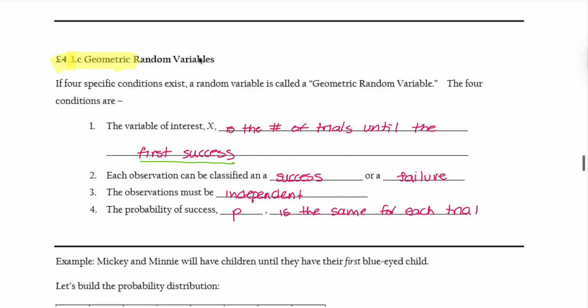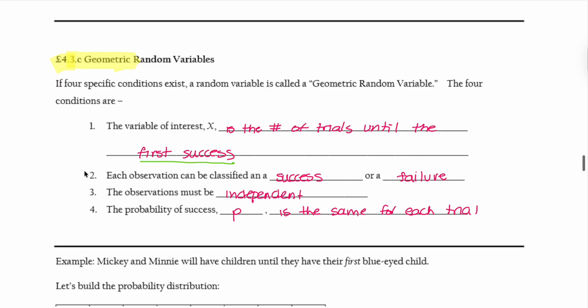Okay, and we're going to skip this for right now. Geometric random variables. Moving on. If 4 specific conditions exist, a random variable is called a geometric random variable. The 4 conditions are, first, the variable of interest x is the number of trials until the first success. Pay attention to the difference with binomial. In here, instead of using a fixed number of trials, we're using the trials until the first success.